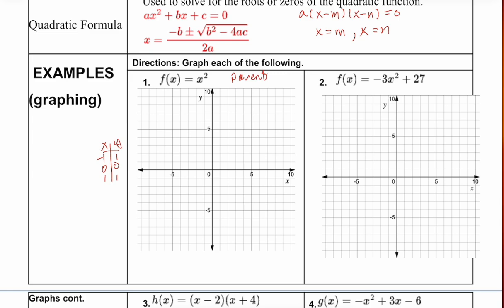So let's just plug some of those, or draw those. So it's at 0, 0, that's our vertex. So let's label that vertex. Now, when a parabola is pointing upward, when our a value is positive, we always have a minimum at that point.